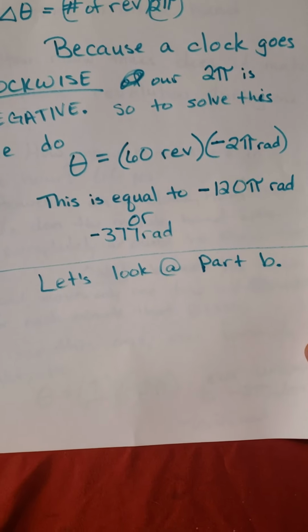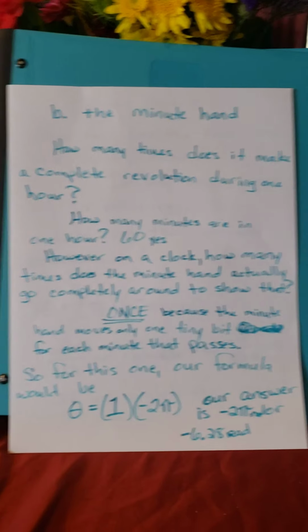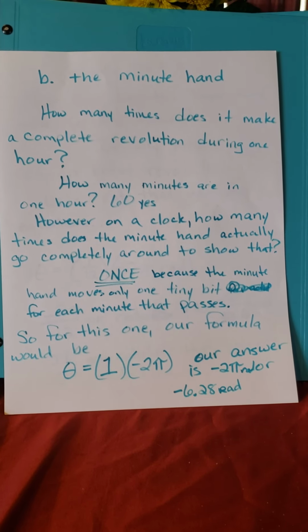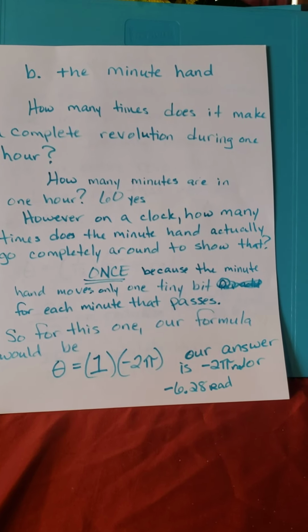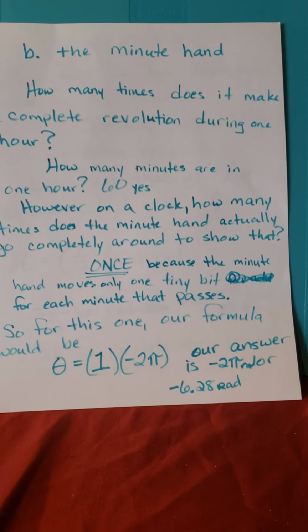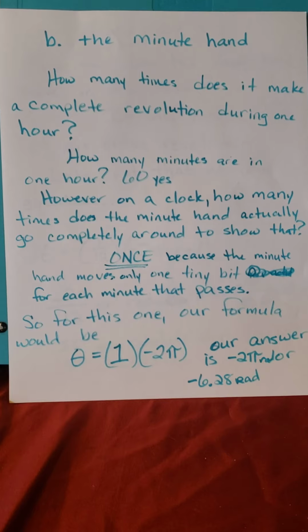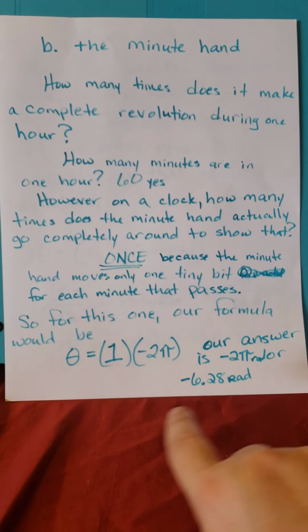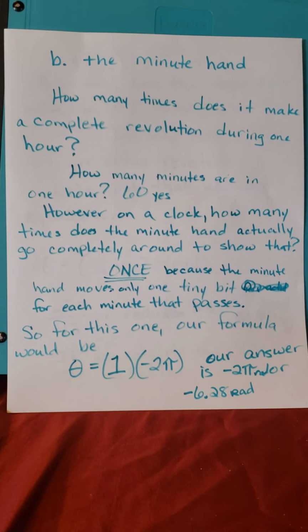Well, let's look at part B together. Part B wants us to look at the minute hand. How many times does the minute hand make a complete revolution in an hour? How many minutes are in an hour? There are 60, right? But the minute hand isn't like the second hand. It doesn't go around 60 times. It only goes around one whole revolution, and that makes up our 60 minutes.